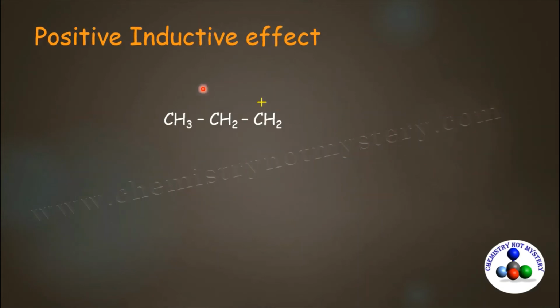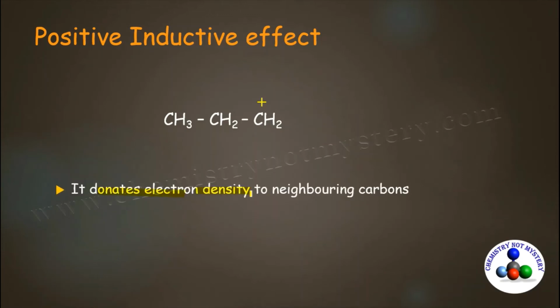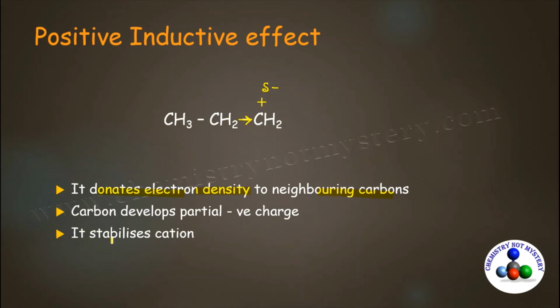Now come to the positive inductive effect. There is a donation of electron density to the neighboring carbon. For example, in this carbocation, this alkyl group donates electron density to the carbon and as a result of it, this carbon will develop delta negative charge. And as a result of it, positive charge reduces over this carbocation. That's why it stabilizes cations.